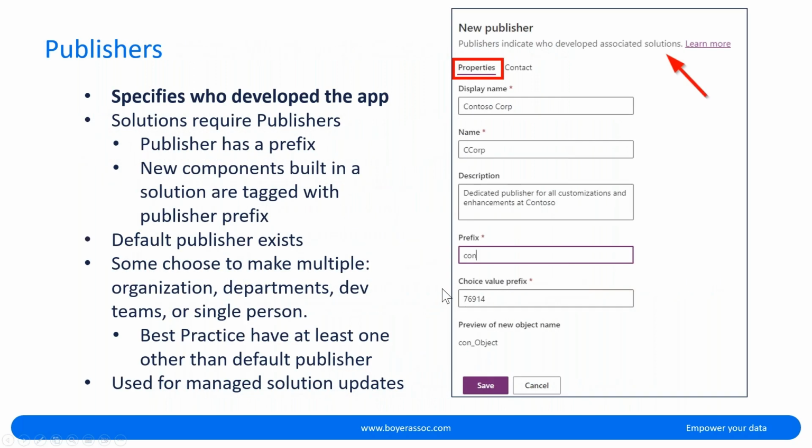So publishers again, when you try to create a new publisher, it gives you the name, which is just a display name that you can put there, and name, which is going to be the schema name. So you want it to be unique. As a best practice, you always want to have a description on your publisher. And prefix is something that you'll always see when it comes to publishers.